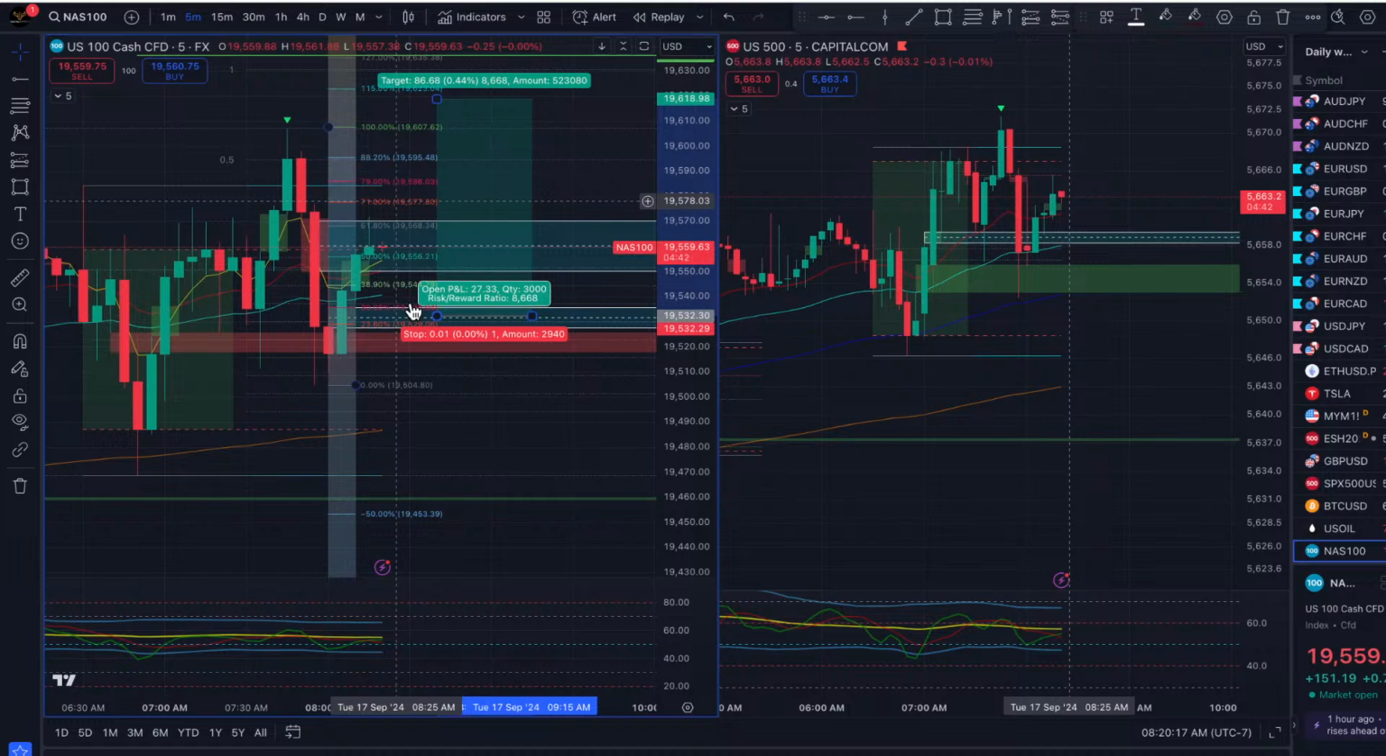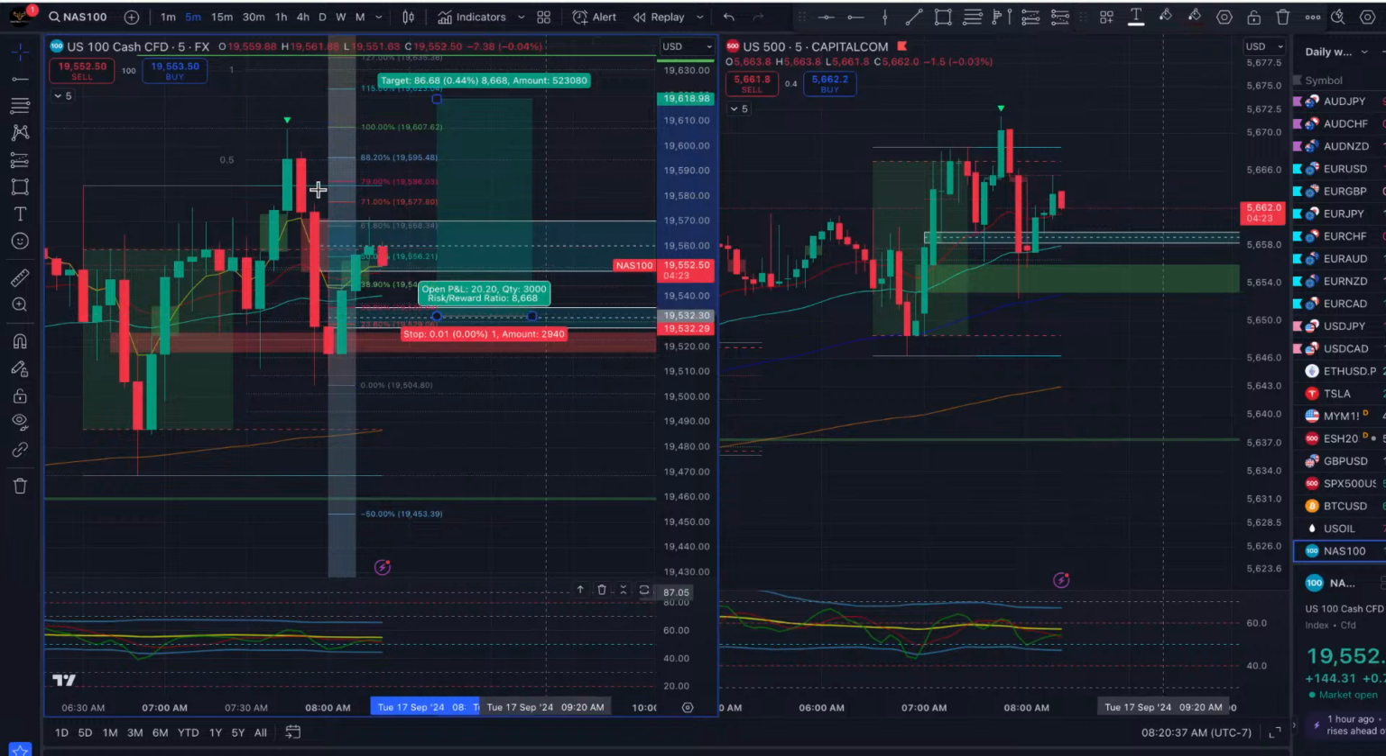It could use this 61% to push down, give us a false move right into this fair value gap, and then push back up, or it could use this 61% to continue pushing down. I'd like to see this fair value gap, at least the bottom of it, not trade into.